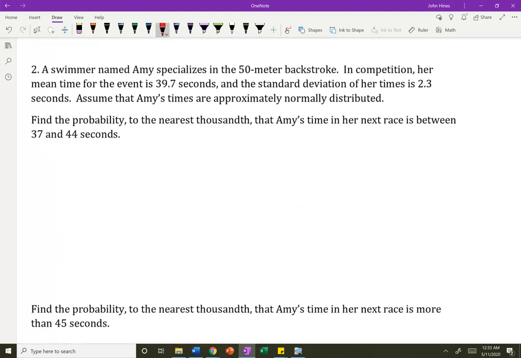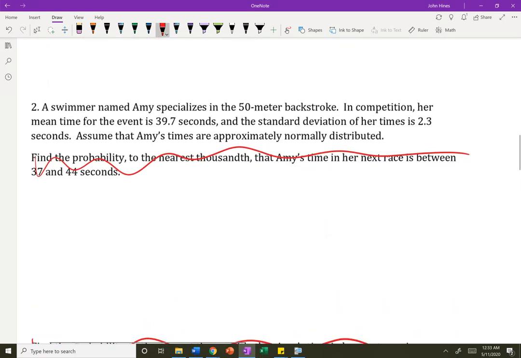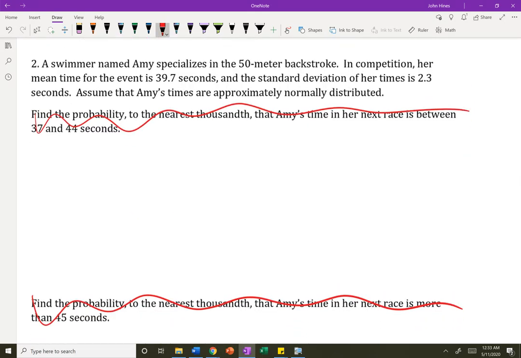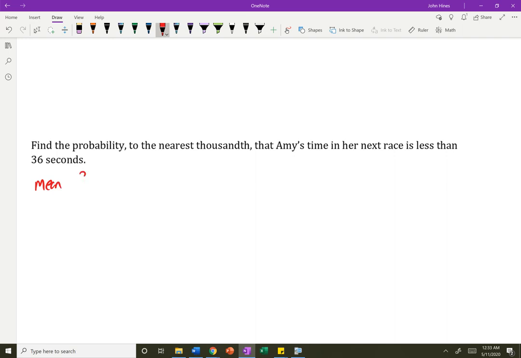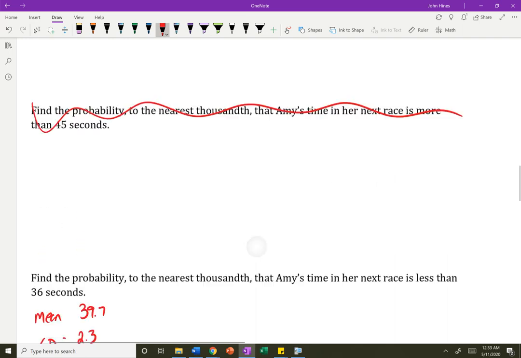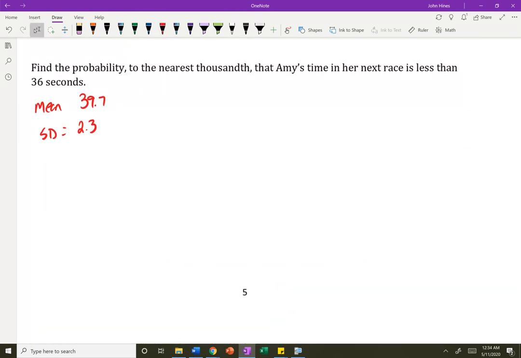So let's read this one, but we're actually just going to do the last part. We're going to skip this part for the sake of time, because video 1 was a long video. Amy specializes in the 500-meter backstroke. In competition, her mean time, so here's my average, is 39.7, and her standard deviation is 2.3. Assume that her times are normally distributed. So all the way down here to the third one. The mean was 39.7, and the standard deviation was 2.3.